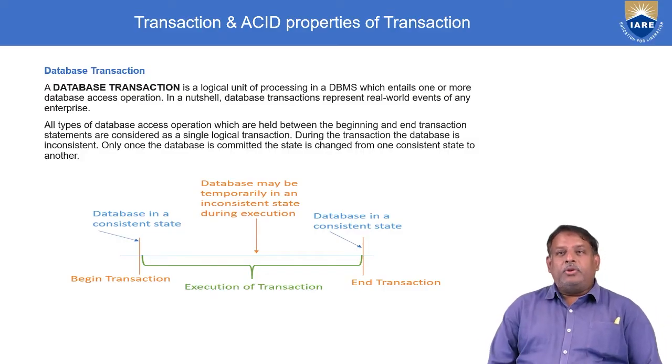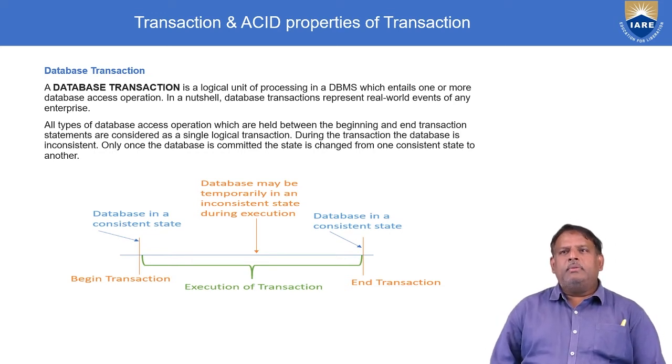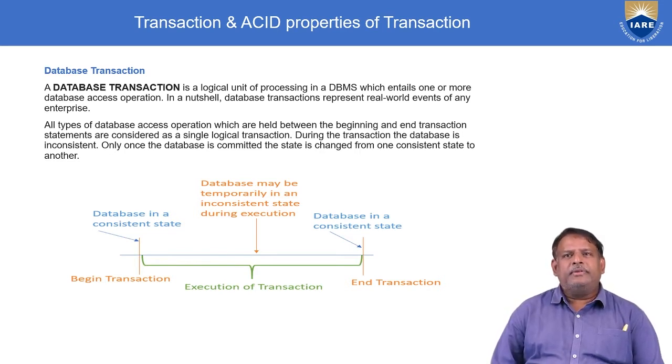Today we'll talk about transactions and the ACID properties related to transactions. A database transaction is a logical unit of processing in a DBMS which entails one or more database access operations. In a nutshell, database transactions represent real-world events of any enterprise. A transaction is nothing but a series of steps done in a sequential order.